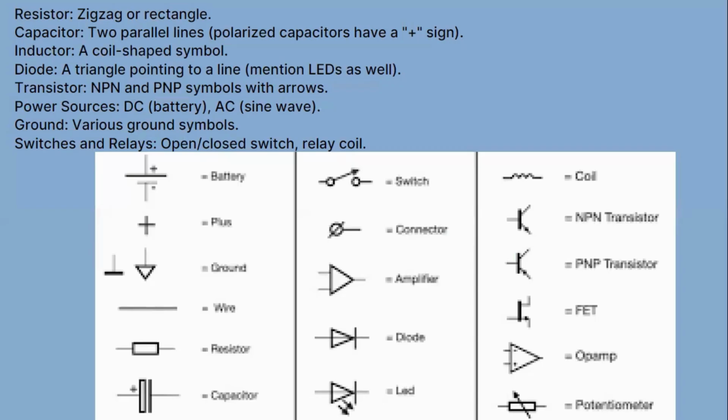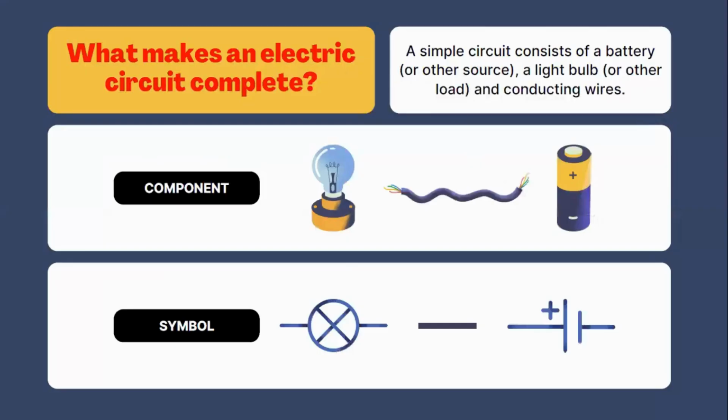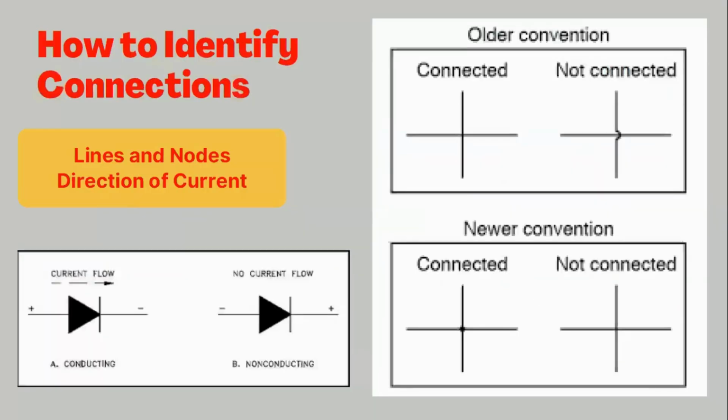Ground, various ground symbols will be given wherever it is there. You can just see in the picture, switches and relays, different operational amplifiers. So many other parts are there, potentiometers. These are the important points you have to remember. Okay, now we'll go to how to identify the connection.